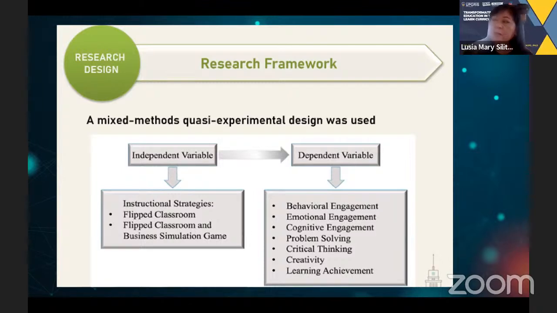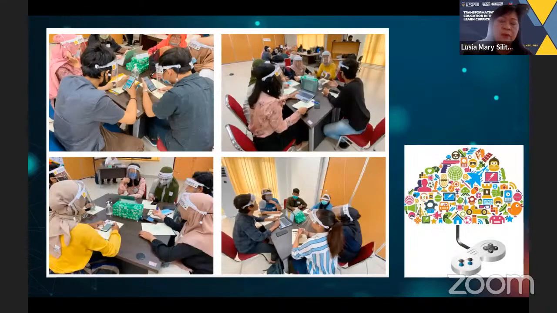Creativity is to create. Critical thinking is to analyze. And problem solving is to evaluate. And the learning achievement. So this is the research design we used in this study. And these are sample pictures of the research activity.